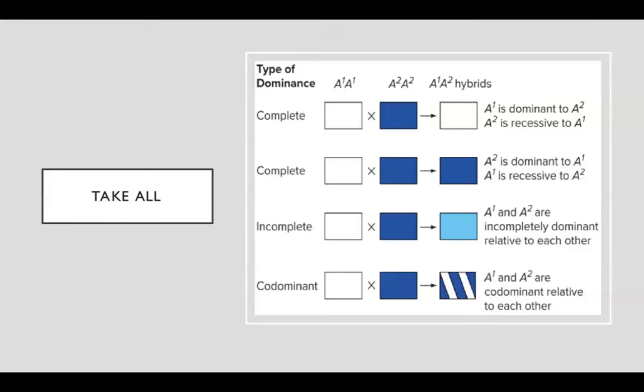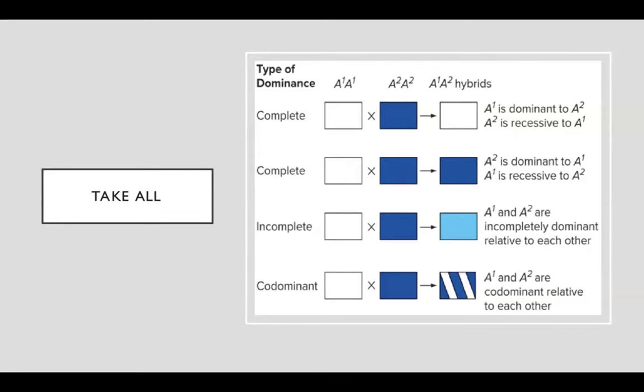So how do genes interact with each other? The first one, complete dominance. In this case, white is dominant over blue. So when they have children, it'll be all white. In this case, blue is dominant over white. So when they have children, it'll be completely blue. Then there's also incomplete dominance and codominance.